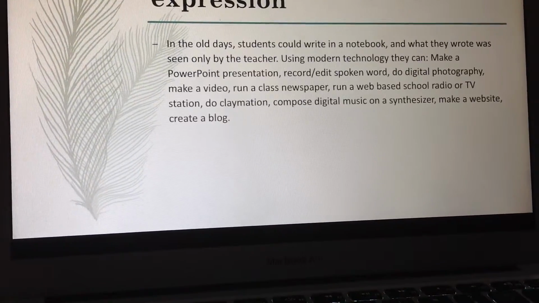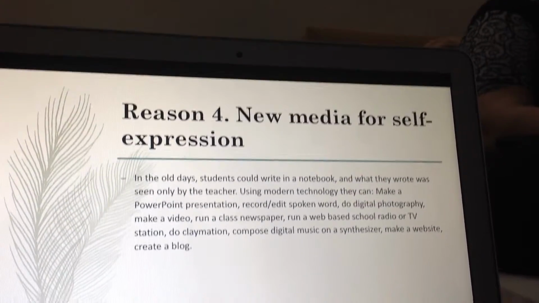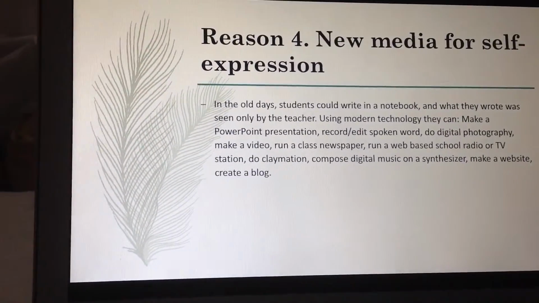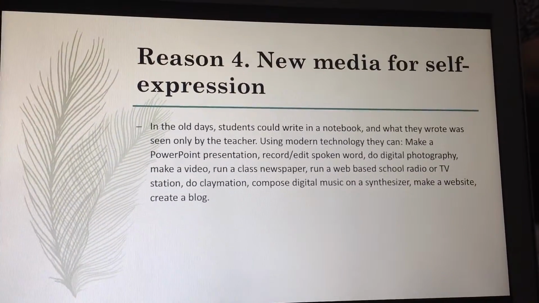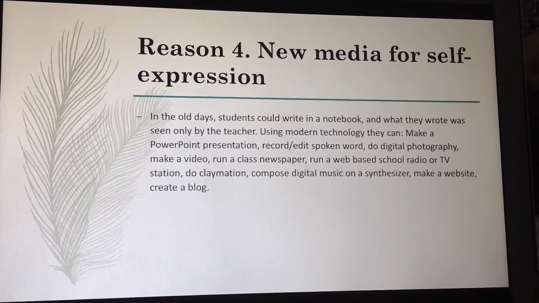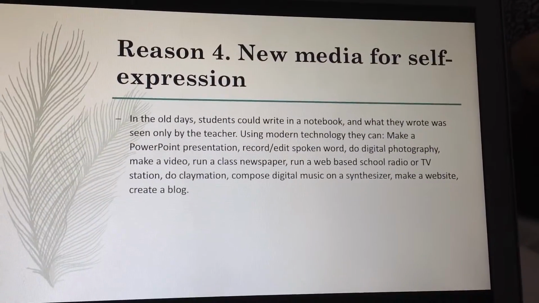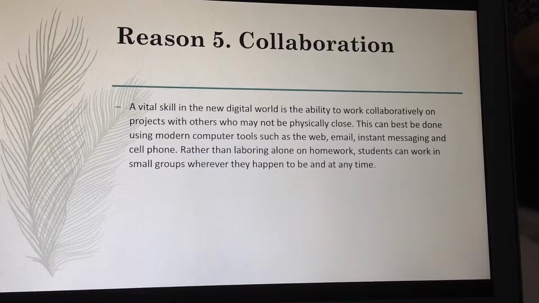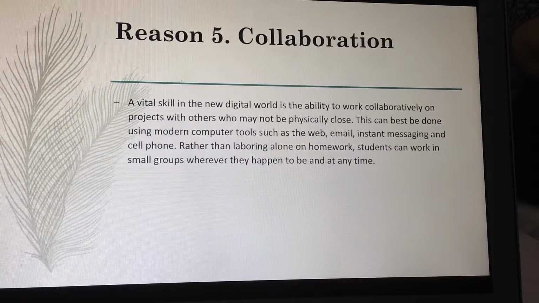Reason 4. New media for self-expression. In the old days, students wrote in a notebook. What they wrote was seen only by the teacher. Using modern technology, they make PowerPoint presentations, recordings, edit spoken word, etc. Reason 5. Collaboration. They are doing this already, but it used to be called cheating. Now it can be formalized and taught as a vital skill.